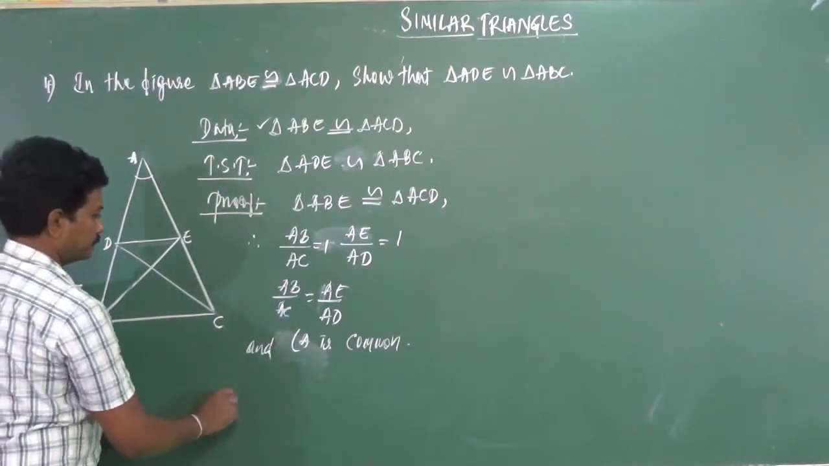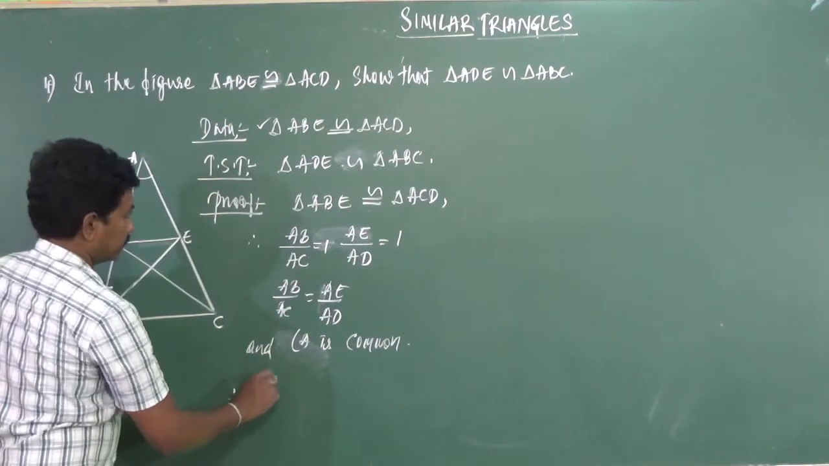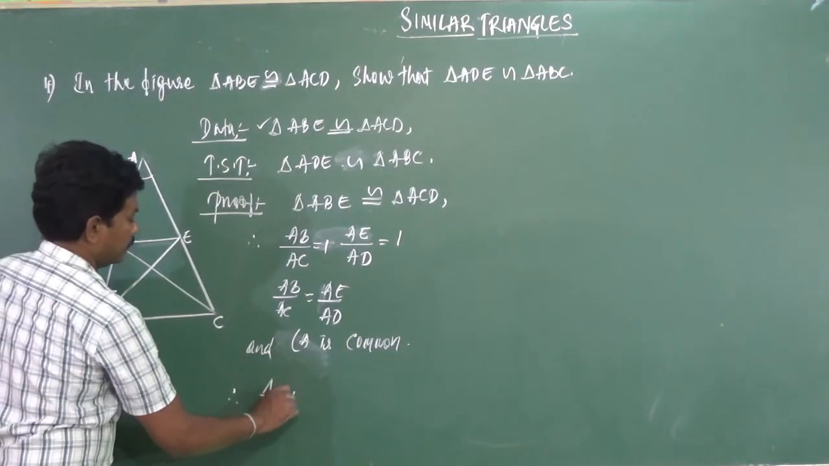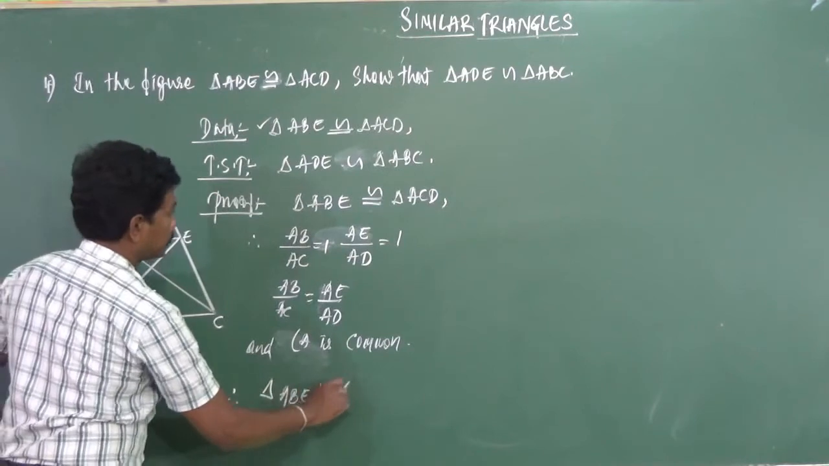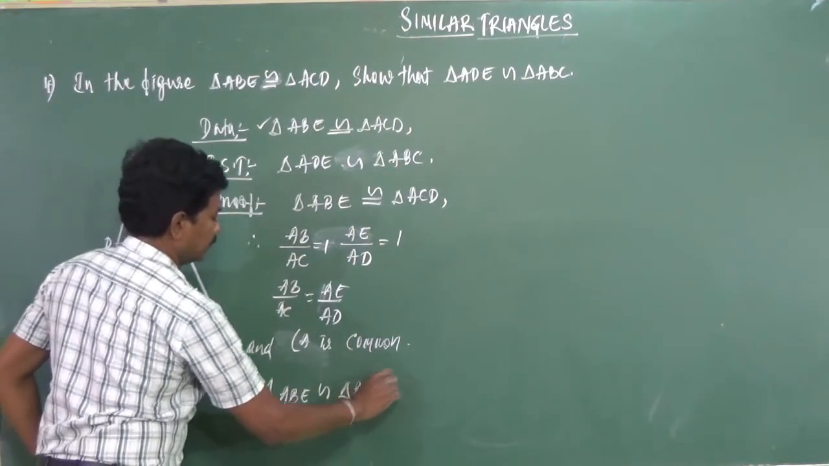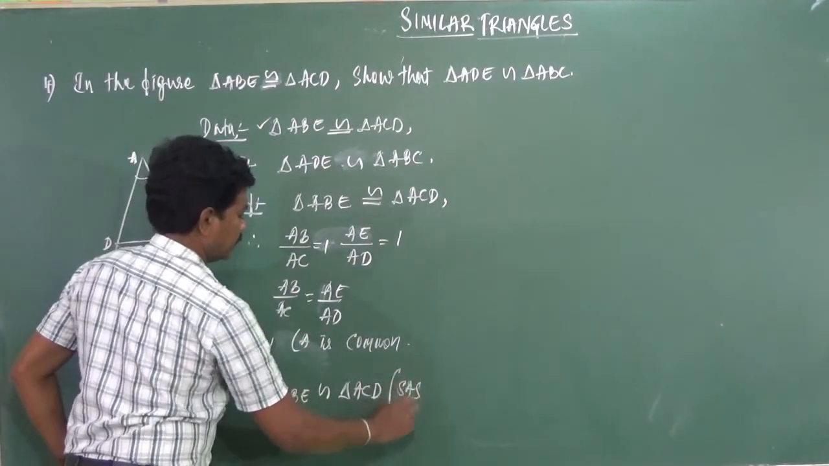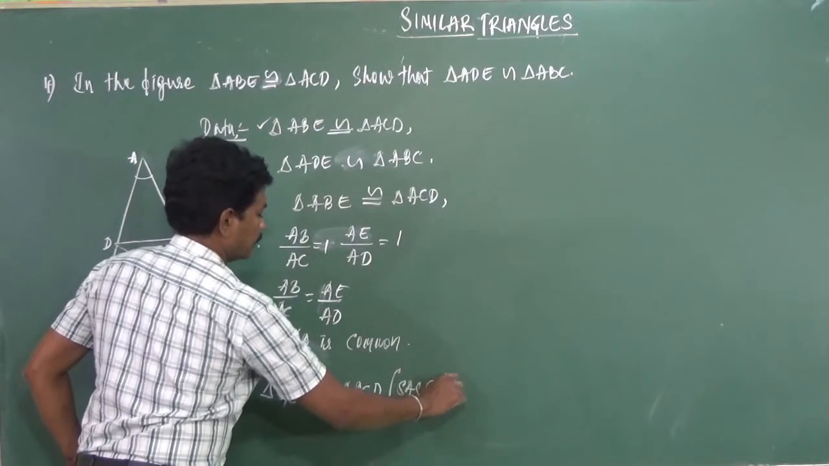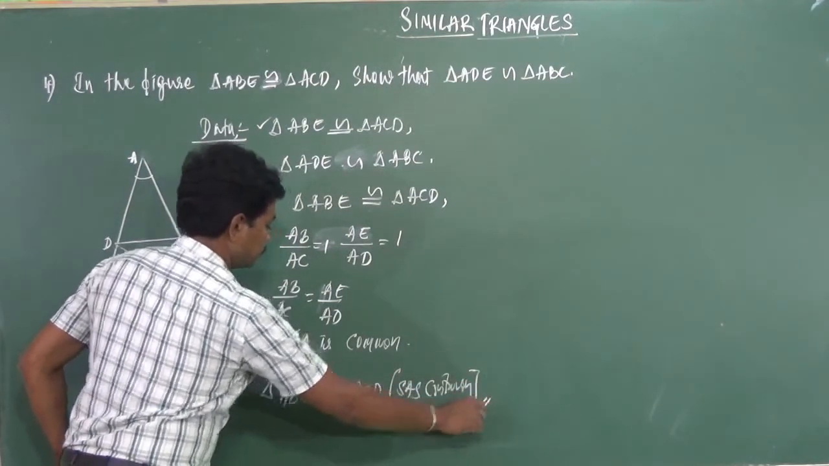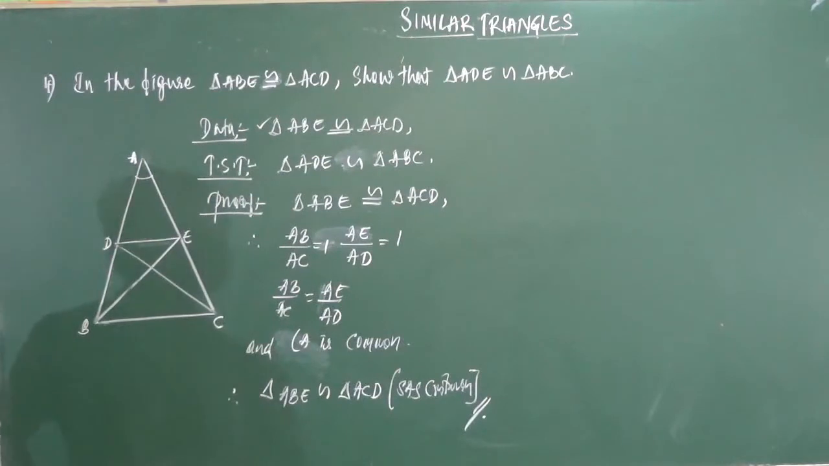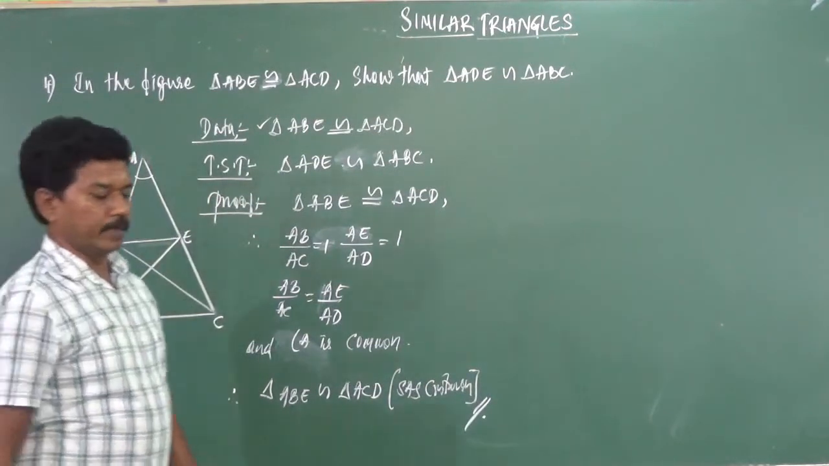Therefore triangle ADE is similar to triangle ABC, according to the SAS criterion. So we can prove this easily. It's a very easy problem for 2 marks, right?